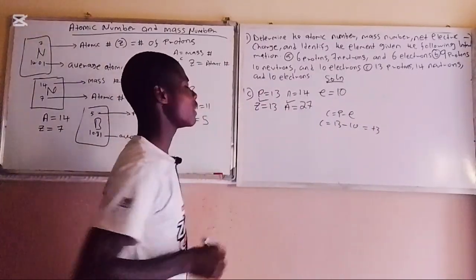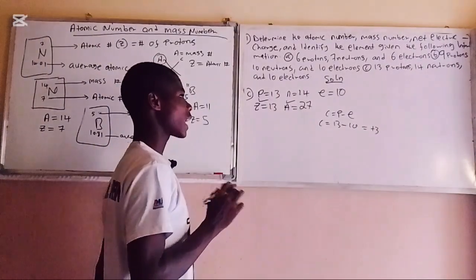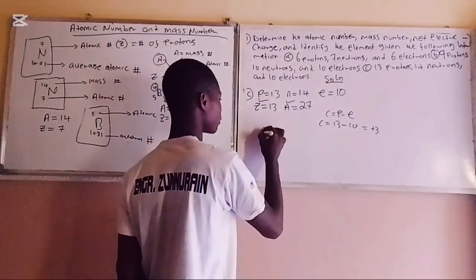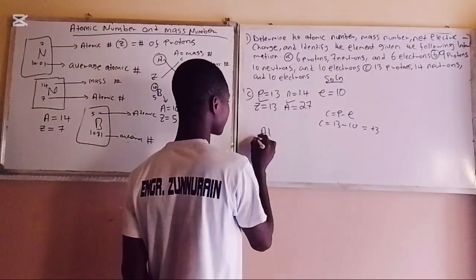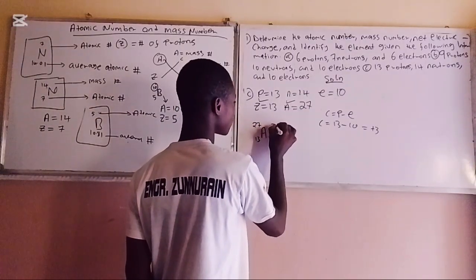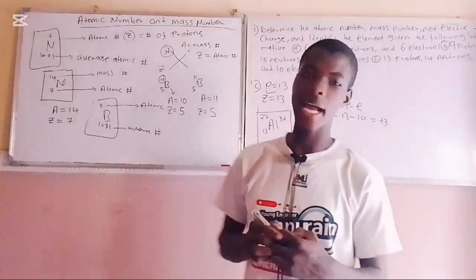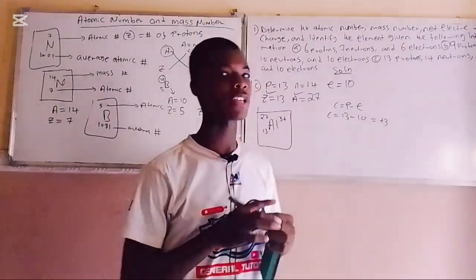What is the element in number 13? The element in number 13 is aluminium. So it has atomic number 13, mass number 27, and a charge of 3, which is positive. So this is all I have for you on atomic number and mass number.